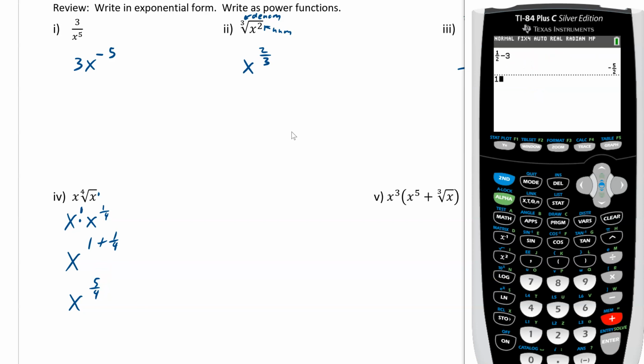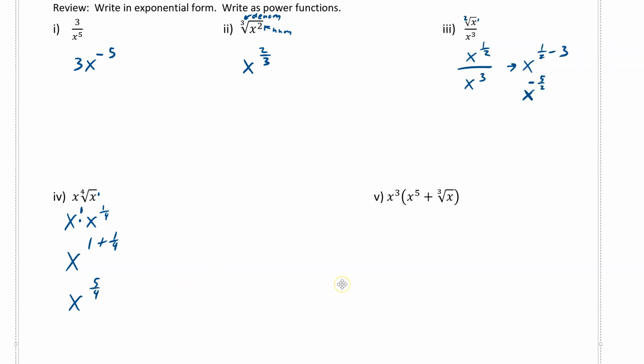So 1 plus alpha y, 1 divided by 4. Didn't put in the 1. Hit enter, and there it is, 5/4. So that's our nice general power form. And if you have something like this, you're going to distribute it the same way. So this would be x to the 3 times x to the 5 plus x cubed times cube root of x. And then we do the same rules.